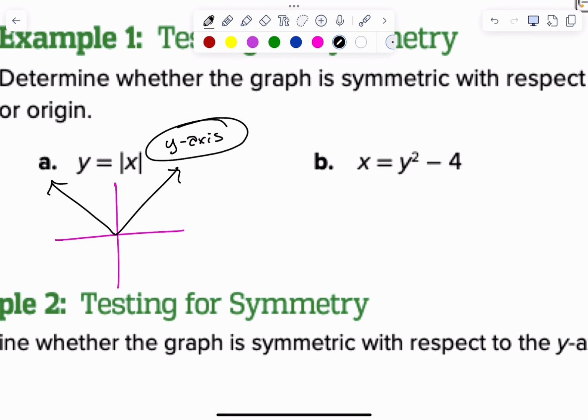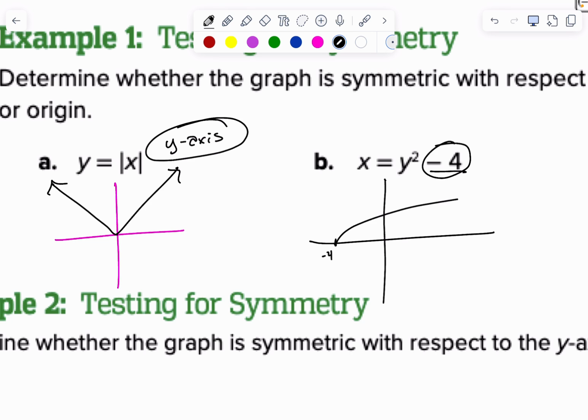B. Do you know what this one looks like? This is a sideways parabola with a -4. You think it makes it down 4, but since it's x equals y squared, the -4 actually moves it to the left 4. Because it's backwards, the parentheses would be up and down. Right, because it's x equals y squared, so -4 actually means left 4.